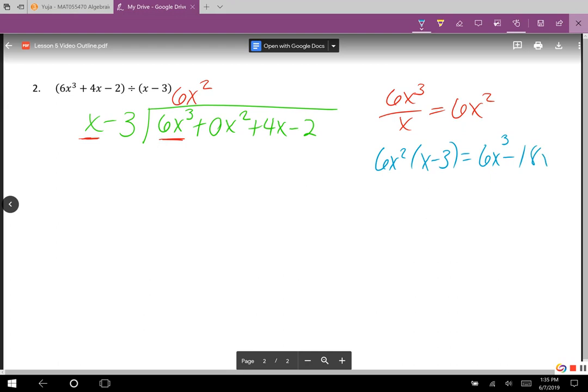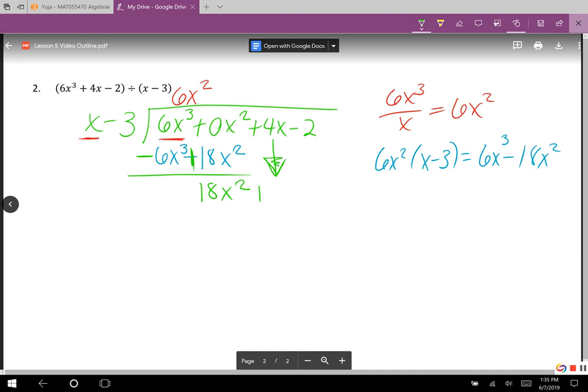6x to the third minus 18x squared. And then we're going to subtract both terms. So this will become a minus. Minus a minus becomes a plus. So you can think of the subtracting as also changing the signs and adding. We're left with then an 18x squared. And then I bring down the next term, which is a 4x.